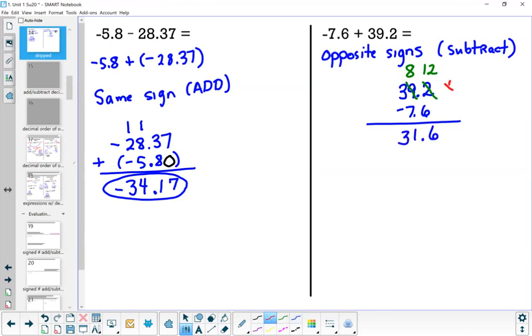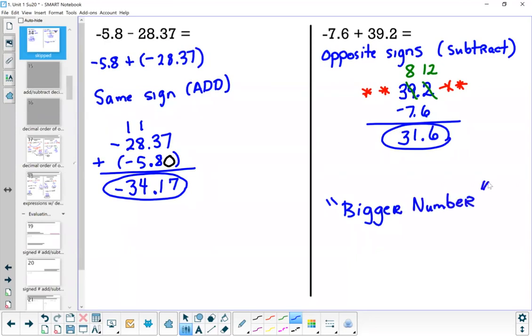You take the sign of the bigger number. And visually, the bigger number should be the number that you put on top. Now, I put in quotes, bigger number. Right? Technically, it should be the greatest magnitude, because negative 40 is not bigger than 39.2, technically. It's less, but the idea is it has a greater impact. It has a greater magnitude.